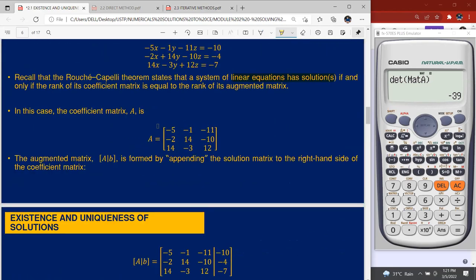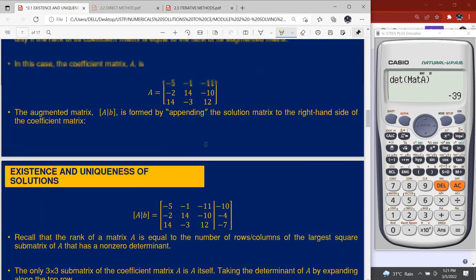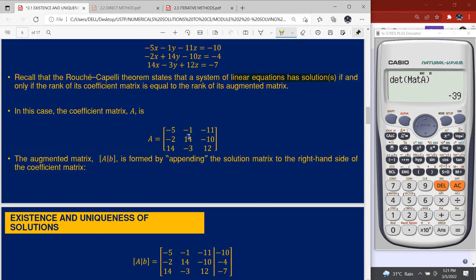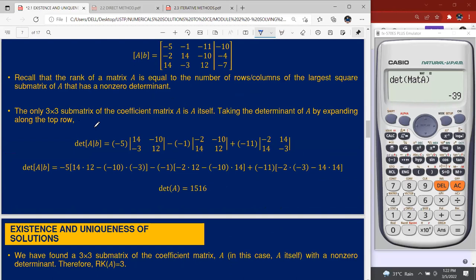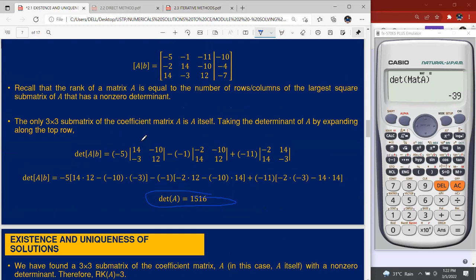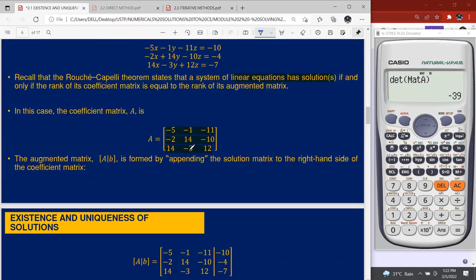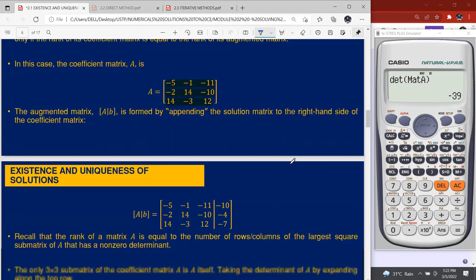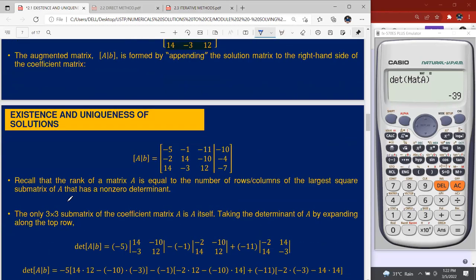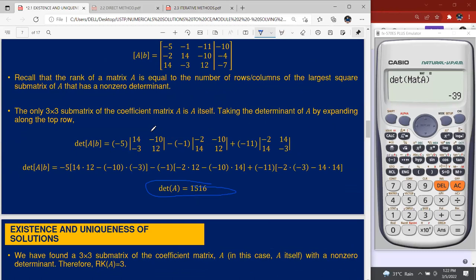Let's get the determinant of the coefficient matrix, this one. The determinant is not zero. Because the rank of the largest submatrix of A that has a non-zero determinant is the rank. Let's check. The only 3 by 3 submatrix of A is A itself.